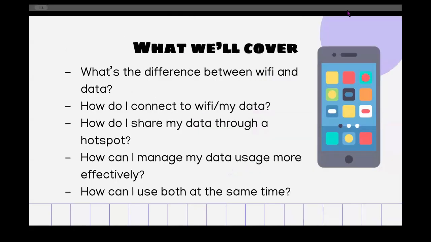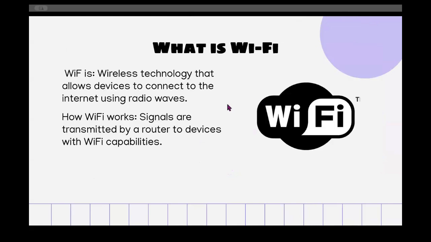So today's talk will cover what the difference is between Wi-Fi and data, how you could go about connecting to Wi-Fi and your data, how you can share your data through a hotspot when you're out of the home or out of a place that has Wi-Fi access, and how you can manage your data usage more effectively, as well as how you can use both at the same time. So firstly, what is Wi-Fi?